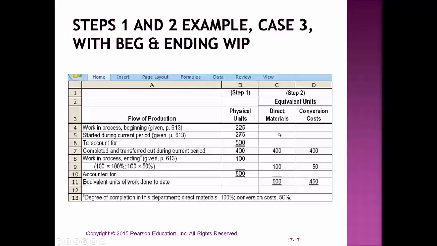Therefore, we can add up our direct materials equivalent units. 400 plus 100 equals 500 units as to equivalent units for direct materials. And 400 plus 50 equals 450 in equivalent units as to conversion cost. And these are the numbers that we're going to pick up here in a little while and use in our steps 3, 4, and 5.